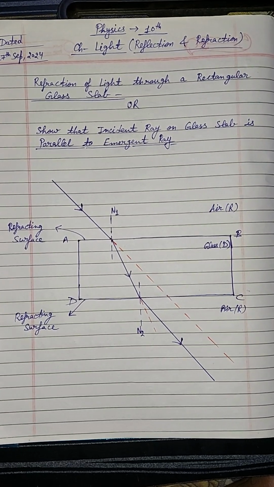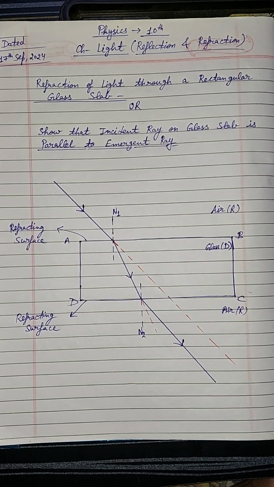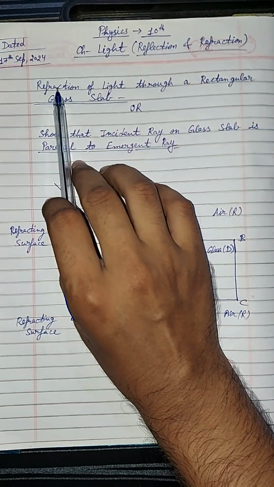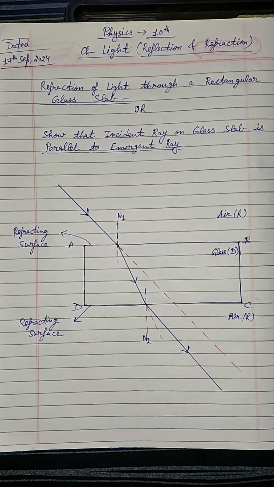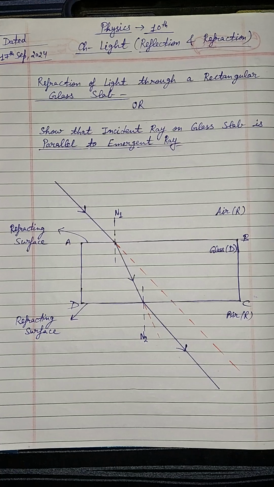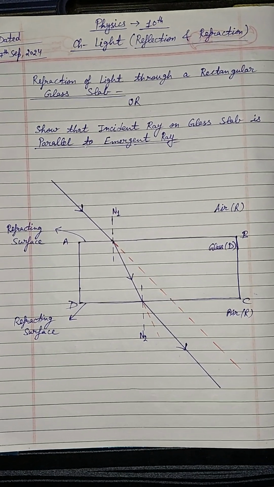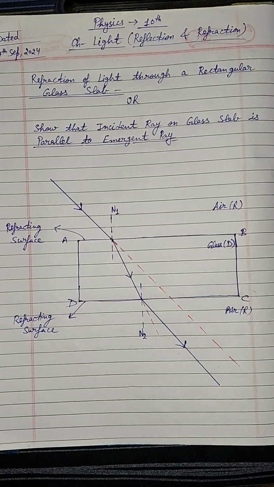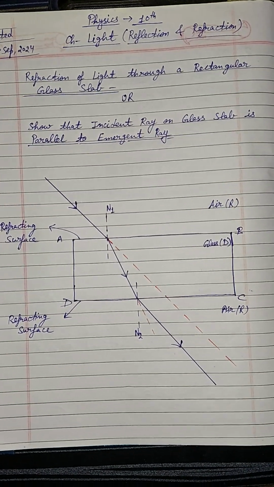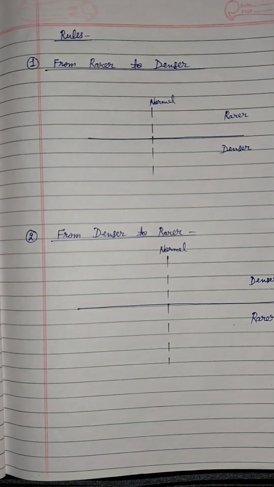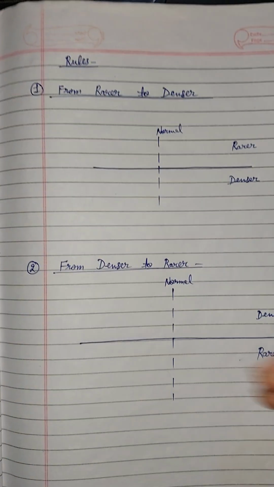To understand this topic, first of all we must know the rules of the refraction of light. First of all we must know what is refraction of light. Refraction of light is the phenomenon in which light bends when it moves from one medium to another medium. So first of all we must know these rules of refraction of light.